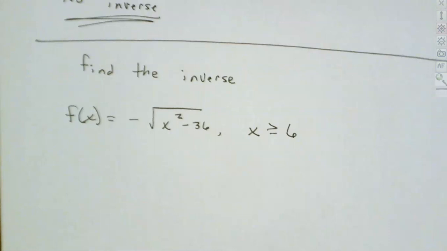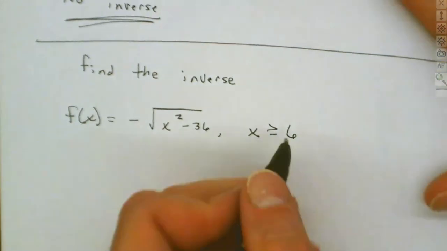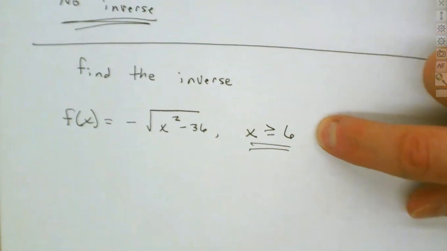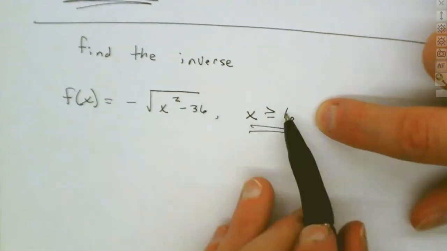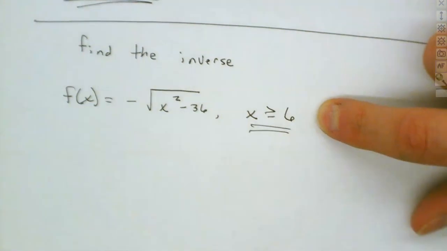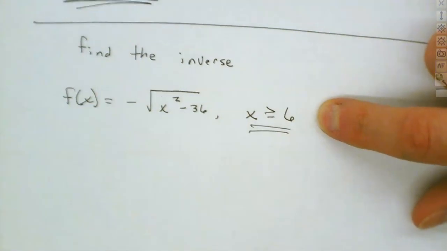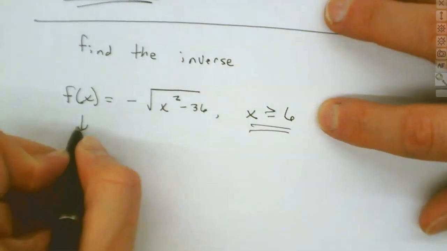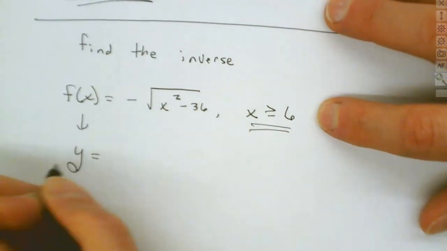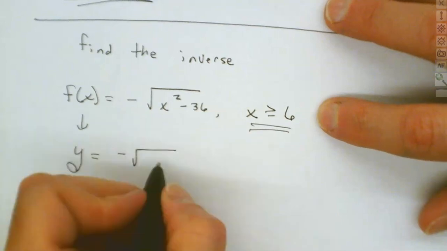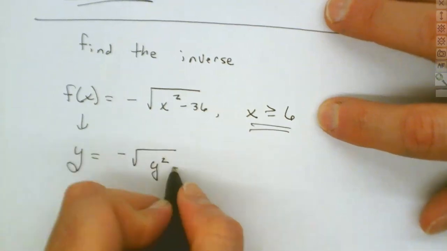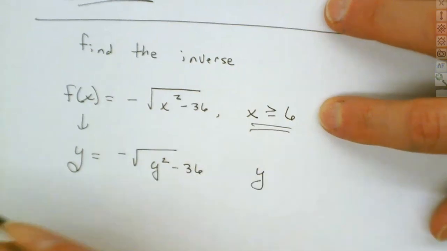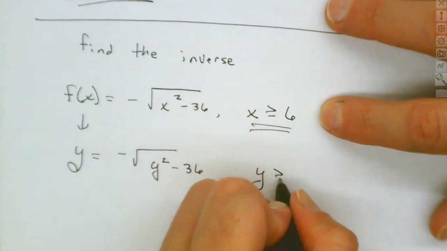So how would we go about finding the inverse? So why does it have an inverse? Because of this, because you restricted your domain. If this wasn't here, if it didn't have this condition, then it wouldn't work. So this one does have an inverse. So what do we do? We replace f of x with y. And then our domain becomes our range.